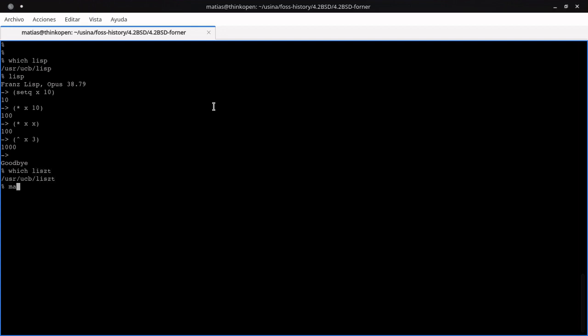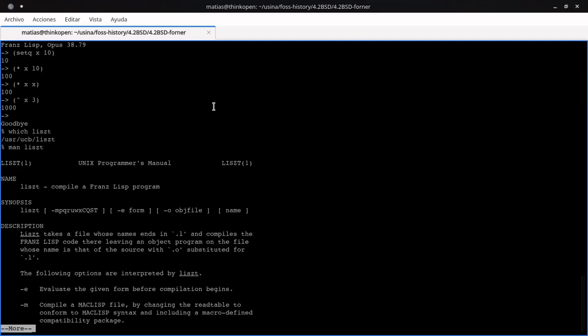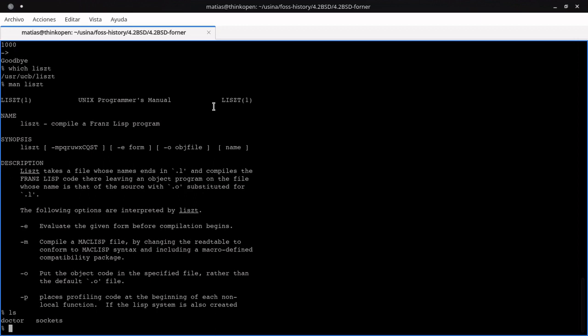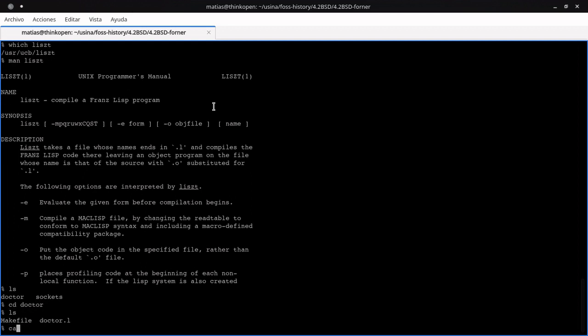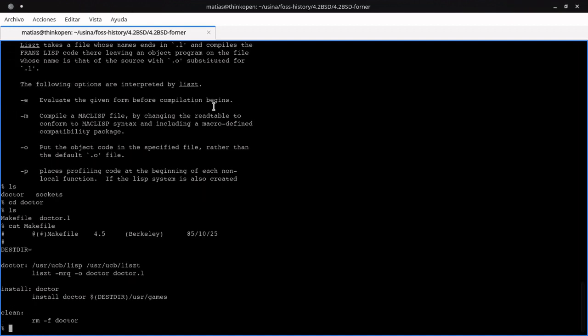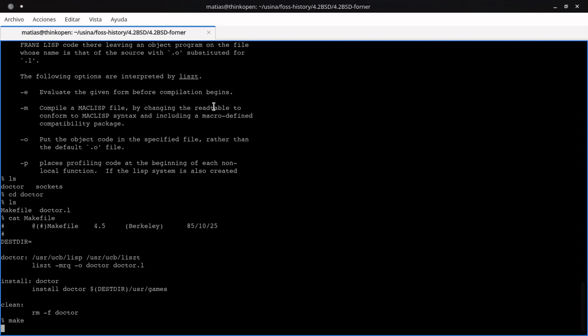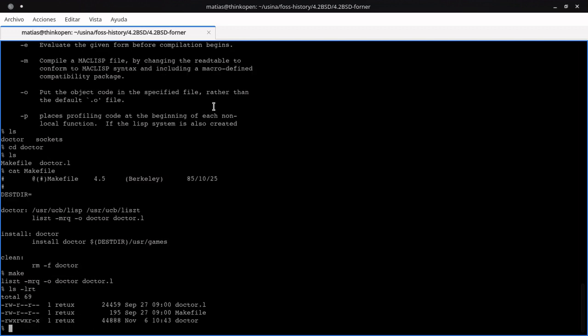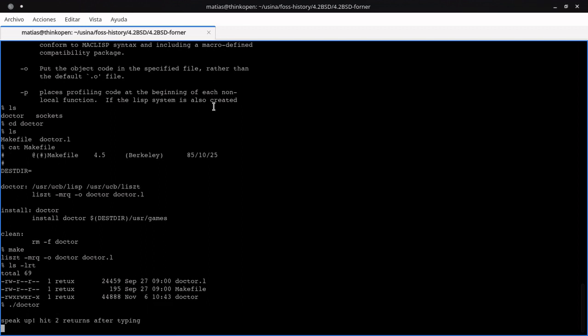But there was also a Lisp compiler that was called Franz Liszt, just like the composer. So we are going to build an application that was developed at Berkeley. It was an implementation of the Eliza program, a program developed back in the 60s, if I'm not mistaken, at MIT by a scientist called Joseph Weizenbaum.